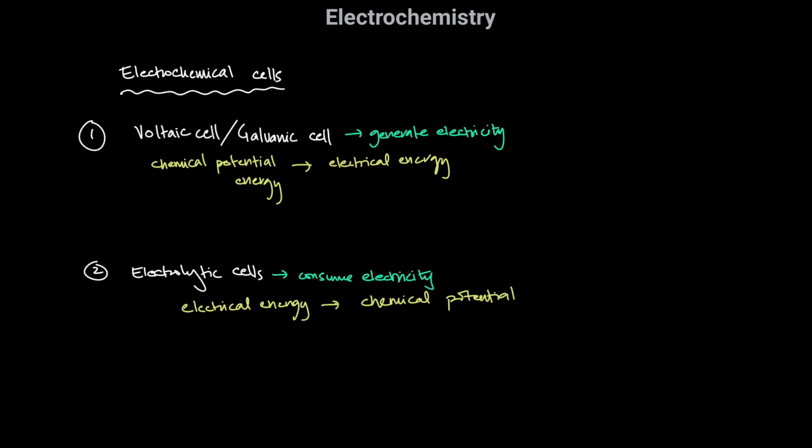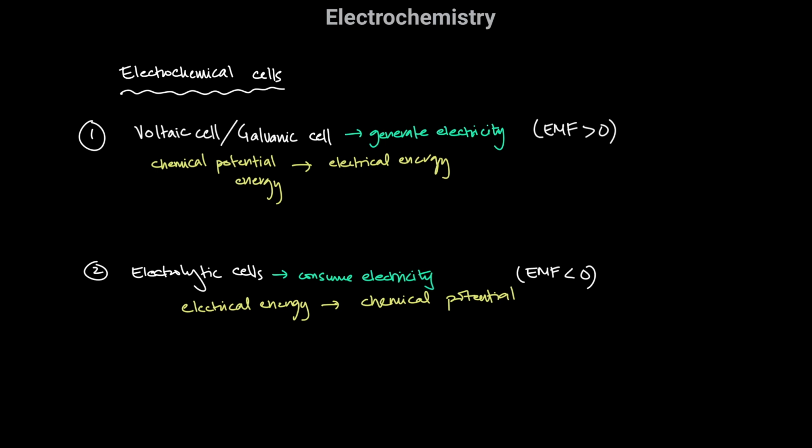So when we talk about voltaic or galvanic cells, the electromotive force, that's the voltage of the cell, the EMF, is positive, because they generate electricity. And then electrolytic cells, because they consume electricity, the EMF for that cell is negative. The EMF is less than 0. That's the electromotive force.